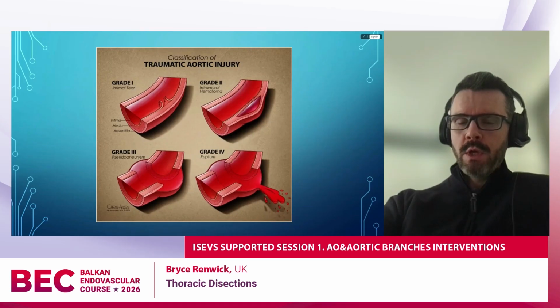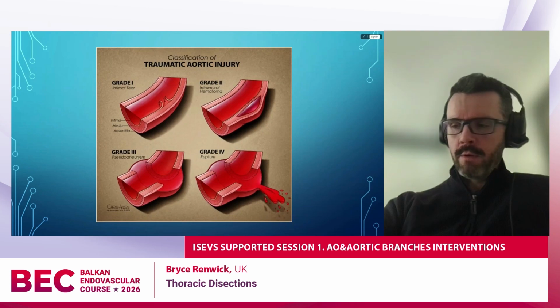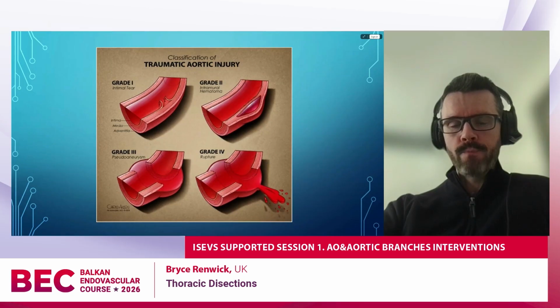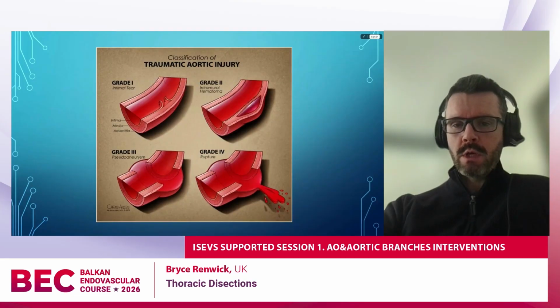Grade 1 intimal tear, grade 2 intramural hematoma, grade 3 false aneurysm, and grade 4 rupture. And famously, the grade 4 rupture is what Princess Diana died of one night in Paris some years ago. So grade 4s almost never make it to hospital. But we're very much interested in the treatment of grades 1 to 3.